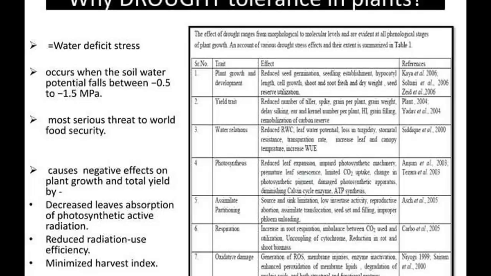So, why drought tolerance in plants? There are certain adaptations that plants make to become tolerant to drought. First of all, how does drought affect plant growth and development? There is reduced seed germination, and seedling establishment, hypocotyl length and cell growth are severely and negatively affected by drought. If we talk about yield traits, there is a reduced number of tillers, spikes, number of grains, and grain weight. There is a severe reduction in yield under drought conditions.